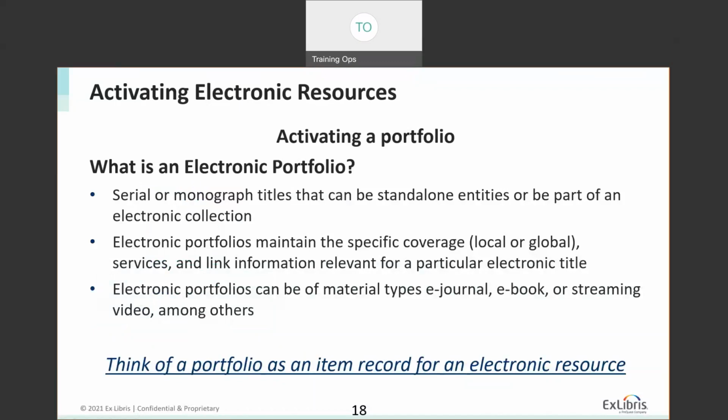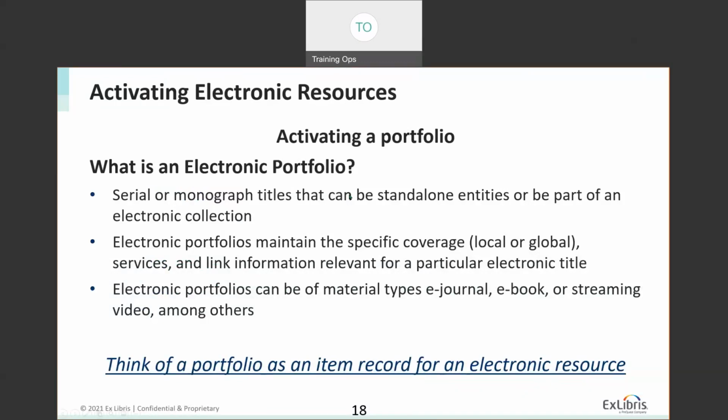I used to get this confused in my head a lot. What's the difference between a title, a collection, a portfolio? If you look at the bottom line of this slide, think of a portfolio as an item record for an electronic resource because it has all this detail in it, like an item record of a physical resource. The item record of a physical resource is linked to a purchase order, has a receiving date, has a barcode, has notes, has statuses.